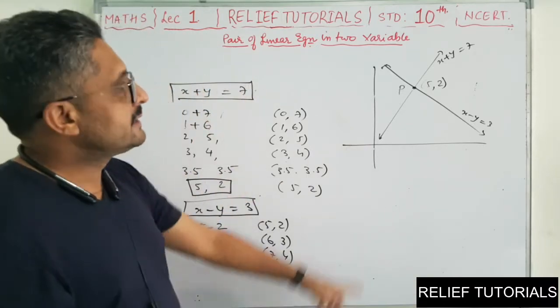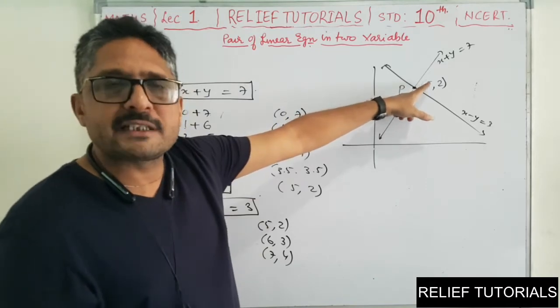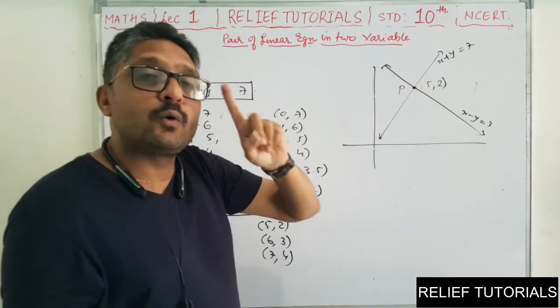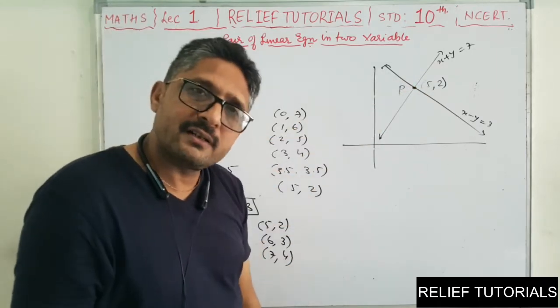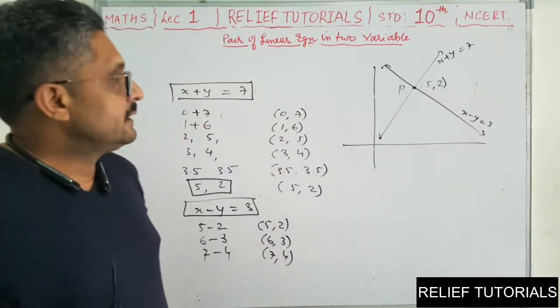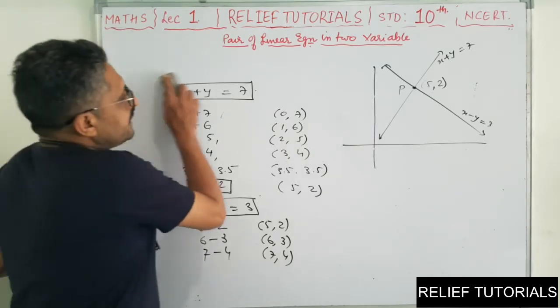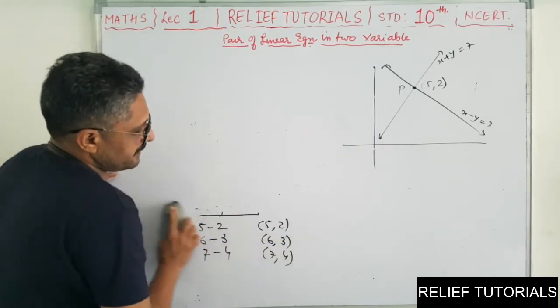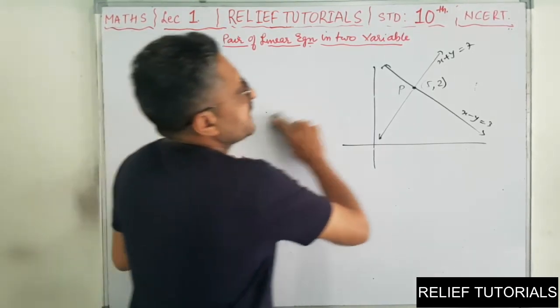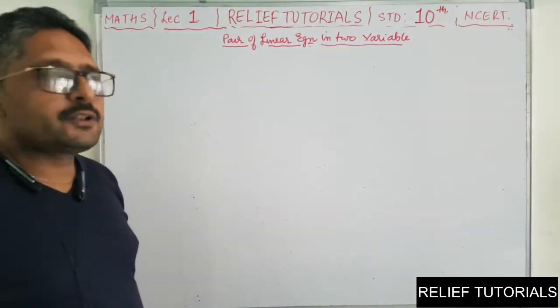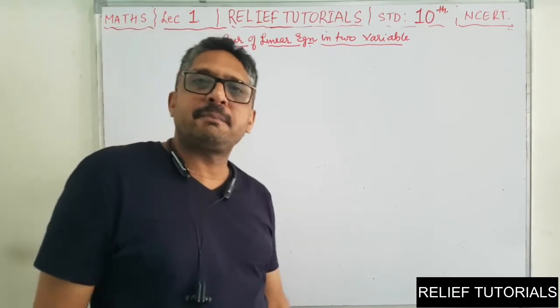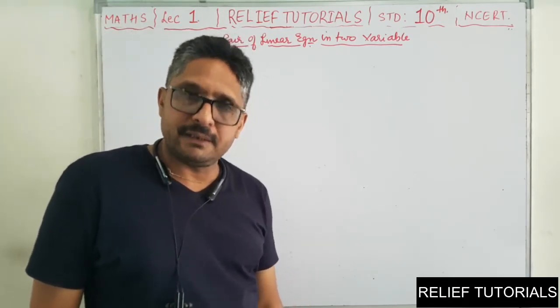Have you got it? See, this (5, 2) is the unique point which is present on both the lines. It is the only point which lies on both the lines. So that is the unique solution. We will discuss in detail later, graphically. So this is the name of our chapter, a pair of linear equations in two variables. I hope you understand what we mean by the name of our chapter.